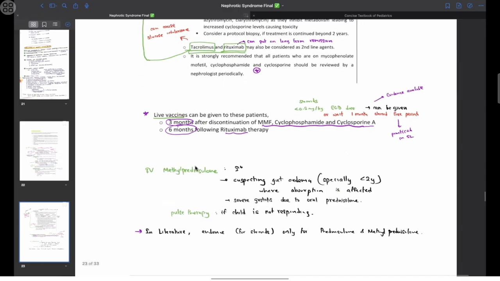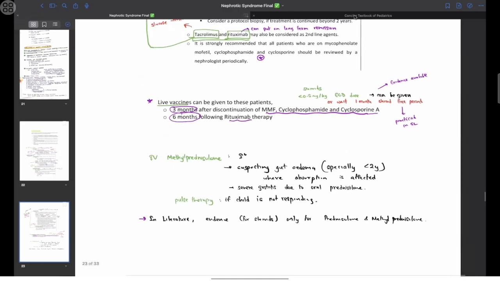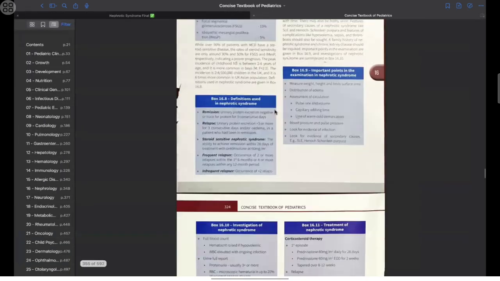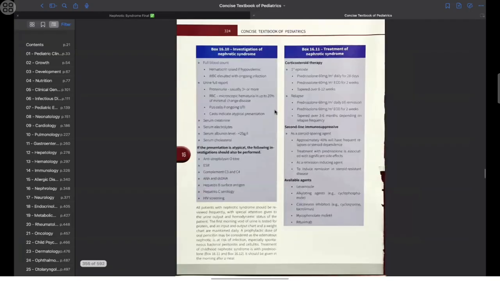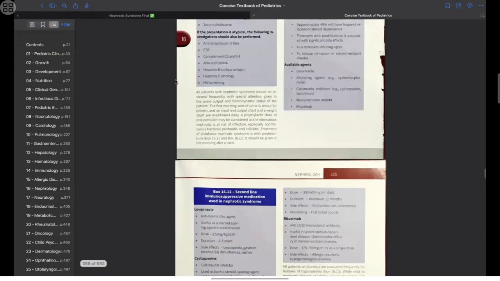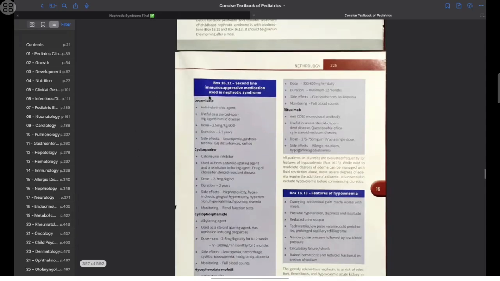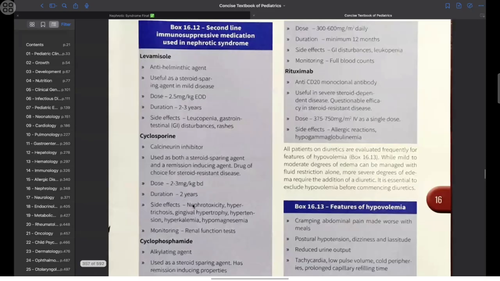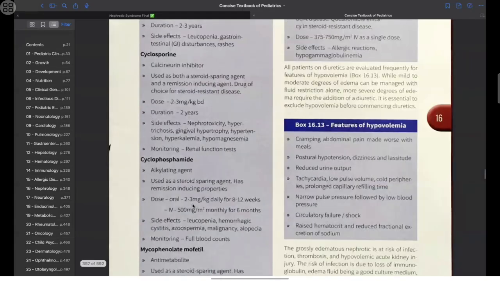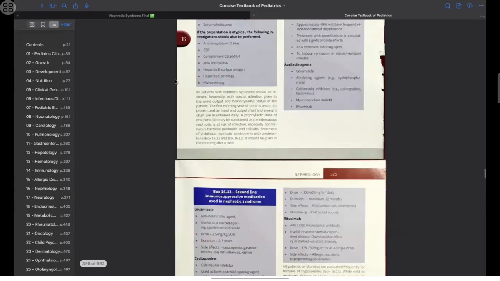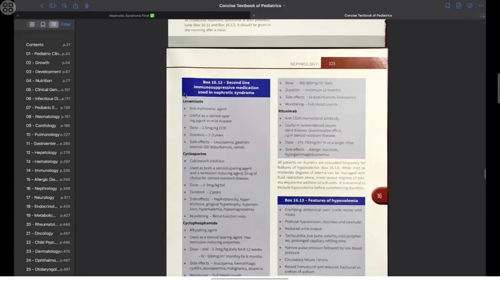Okay. And Concise again has a good table with that. Here the Concise table is also good about this. It's very short and sweet and concise, so you can read this. This is enough for each of these drugs. Just remember to read Concise in terms of the second line agents.